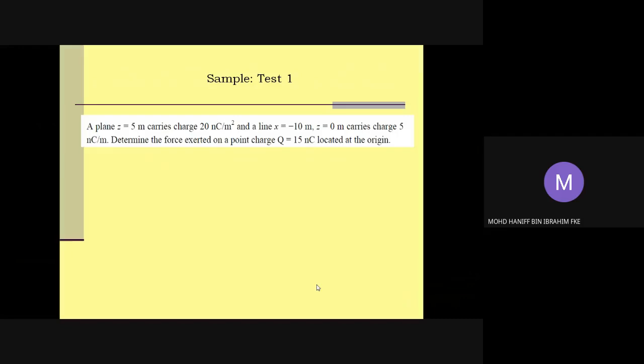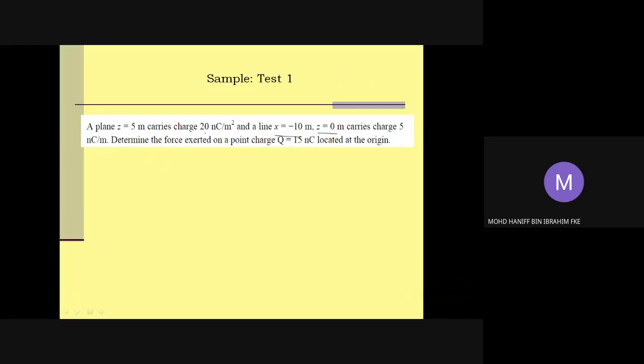The first question is related to topics that we have learned previously. We are given a plane at z equals 5 meters, which carries a charge of 20 nanocoulomb per meter squared, and a line at x equals negative 10, z equals 0 meters, which carries a charge of 5 nanocoulomb per meter. In this question, we are given two types of charge distribution.